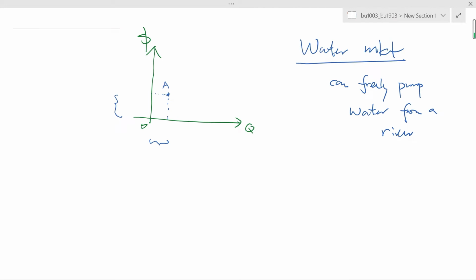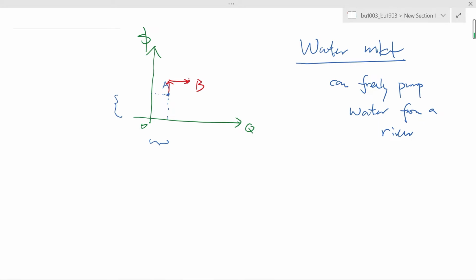Okay, so starting from point A, let's say the price of water increases. What will suppliers do? Because it's free, right? Definitely now it's a good idea for the firms in the market, the suppliers, to pump more water out of the rivers. So the supply will increase. So we arrive at a second point, let's call it B.